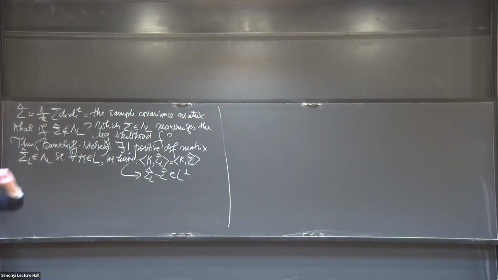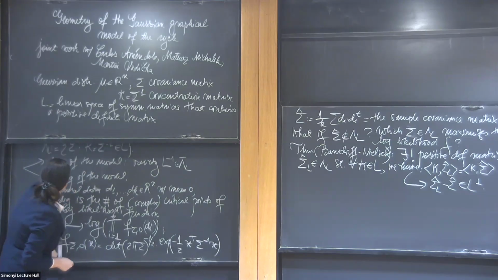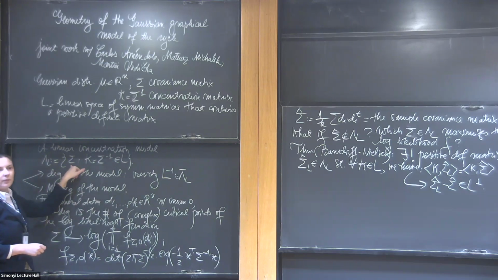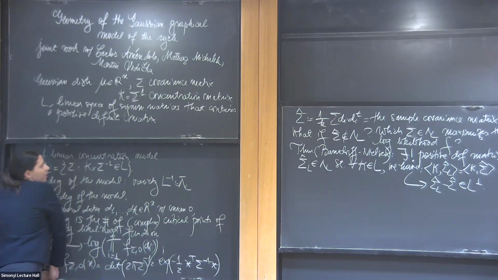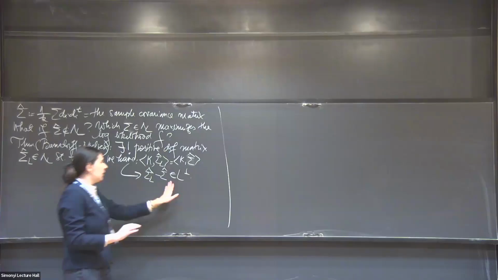Could I ask a notational confusion about lambda L versus L? So L is a linear space of matrices that contains a given positive definite one. And what's lambda L? Lambda L is the linear concentration model, which is here. Sorry, maybe I should leave this. Okay, good. So we are here.